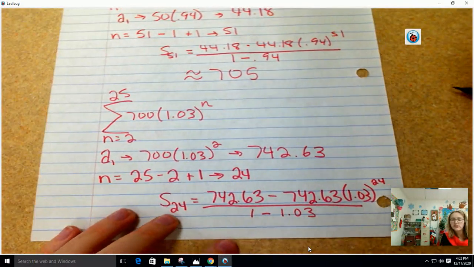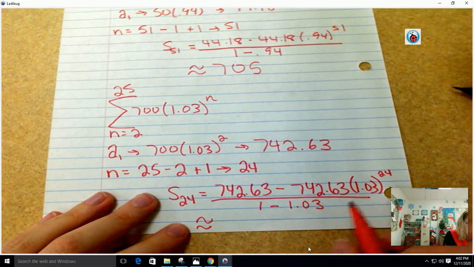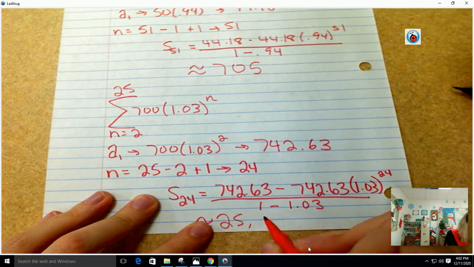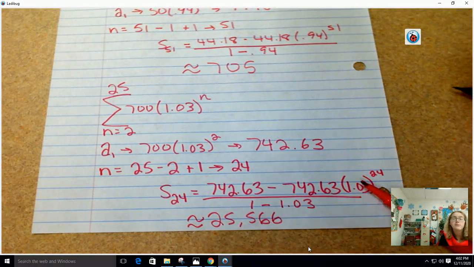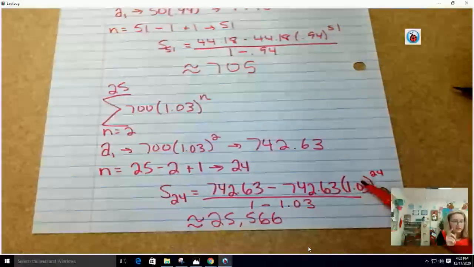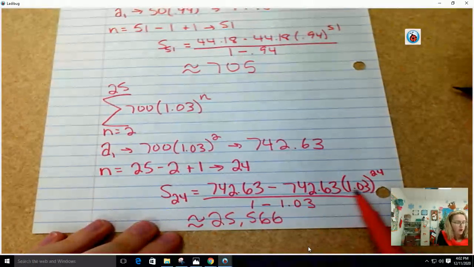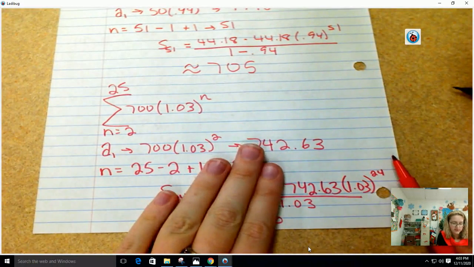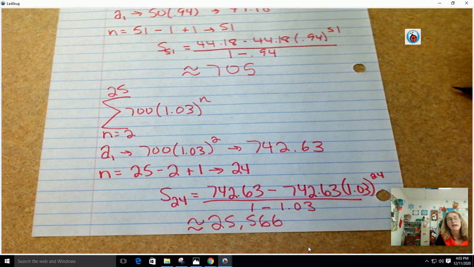You type all that in your calculator, make sure you're being very, very careful, and you're going to get roughly that the sum of those first 24 terms is 25,566. So the main thing to keep in mind when you're doing these is making sure that you are typing stuff into your calculator correctly and you're going piece by piece. Don't try and type all of this into your calculator. Do this section, then do this minus this, and then do your bottom. And also try not to round until you get to the very end, because if you round too early, that's going to mess up your answers.